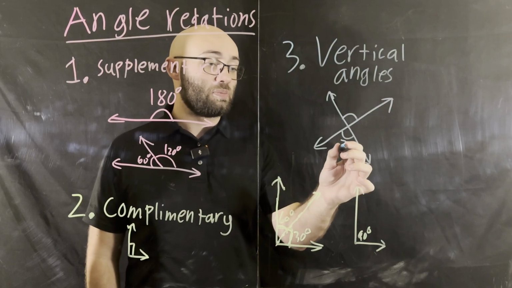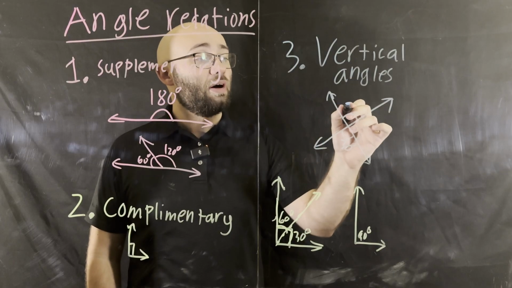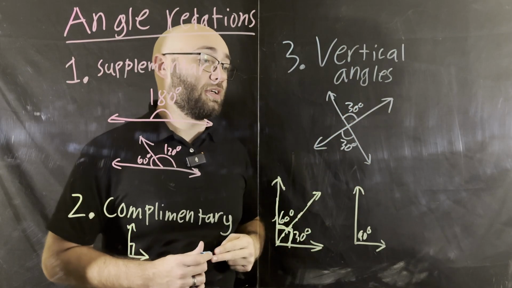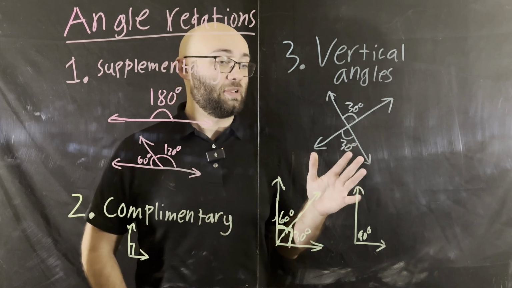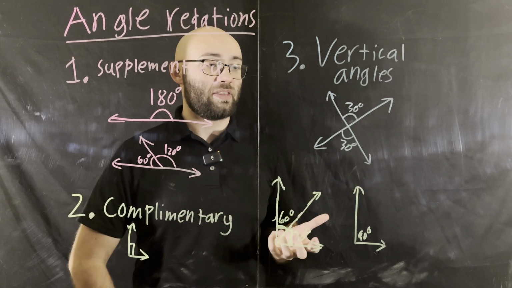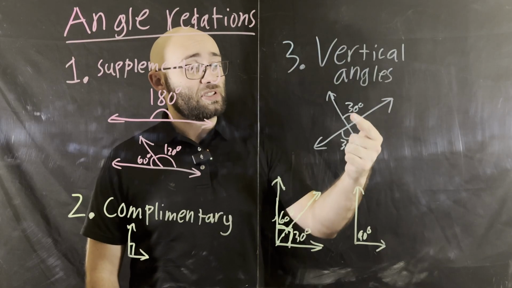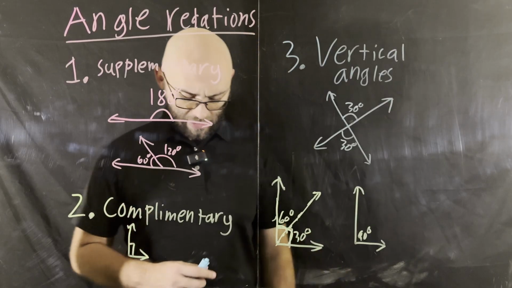So let's say that this bottom angle is 30 degrees. Well, guess what this opposite side has to be? It also has to be 30 degrees. No ifs, ands, or buts. That's how vertical angles work. You'd be shocked by how often just two lines crossing comes up in geometry and just math in general. And so it's nice to know, like, hey, where they cross, the opposite angles are, in fact, equal to one another. They're congruent. And it's excellent.